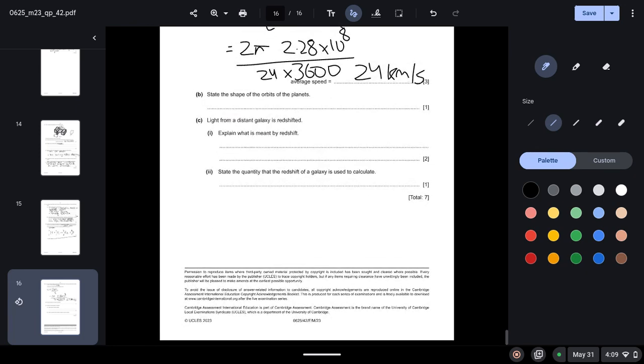State the shape of the orbits of the planets. Well, we know that the shape of the orbit is always elliptical. All planets have elliptical orbits. Light from a distant galaxy is redshifted. Explain what is meant by redshift. Redshift is the phenomenon when the wavelength of light from a distant galaxy increases. So wavelength increases.